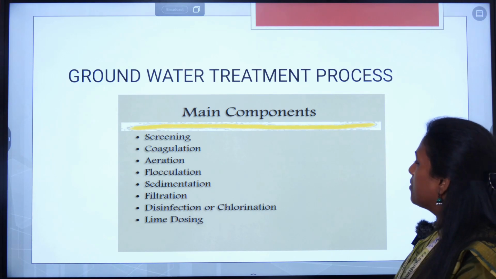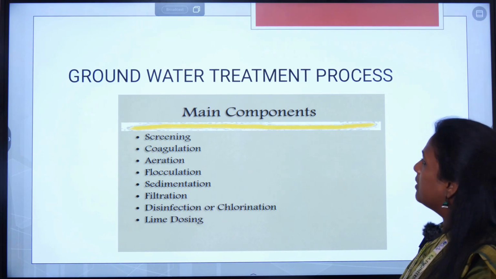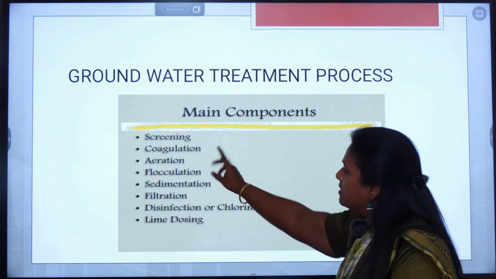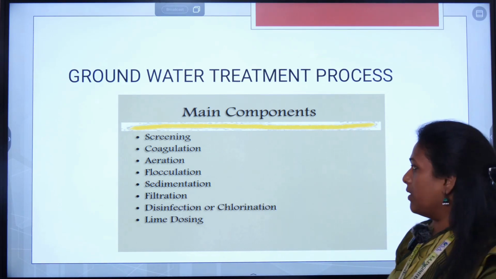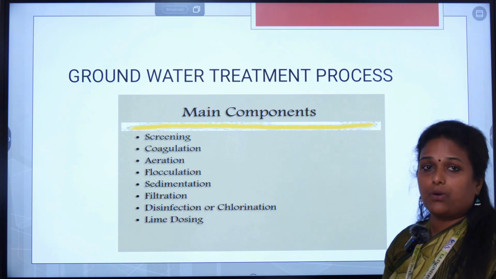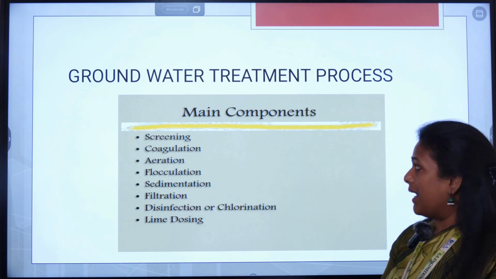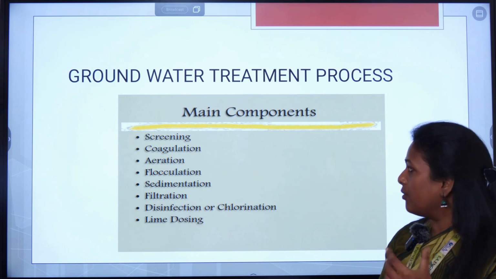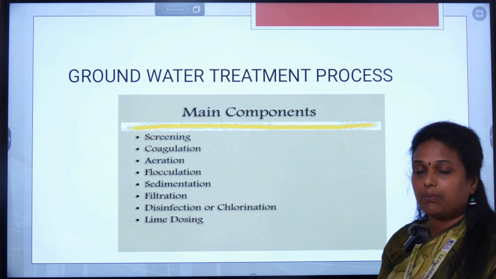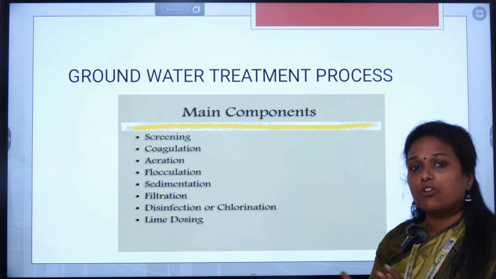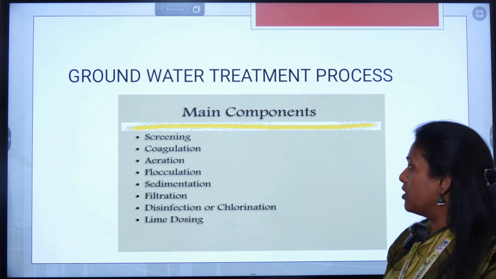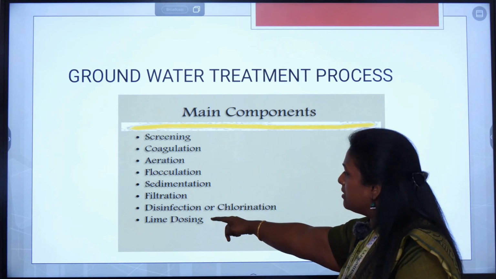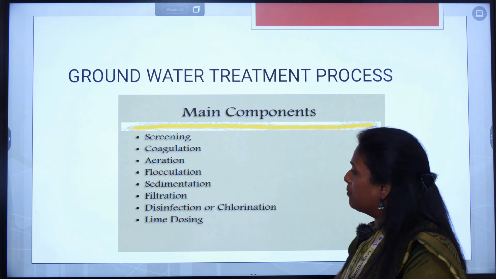Now the groundwater treatment process, a slight alteration is being done in the groundwater treatment process, where again it is also followed by screening, coagulation, but aeration is involved. Why is aeration involved? Because as we have seen in the characteristics of groundwater, it contains a lot of iron and manganese. So iron and manganese, if present in excess, should not be present in the drinking water. So when we do the aeration process, we supply an abundant amount of oxygen, and it removes the iron and manganese from the water. So we are including the aeration, and it is followed by flocculation, sedimentation, filtration, disinfection or chlorination, and followed by the lime dosing.